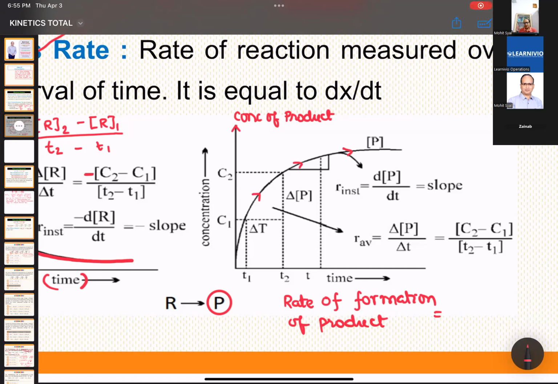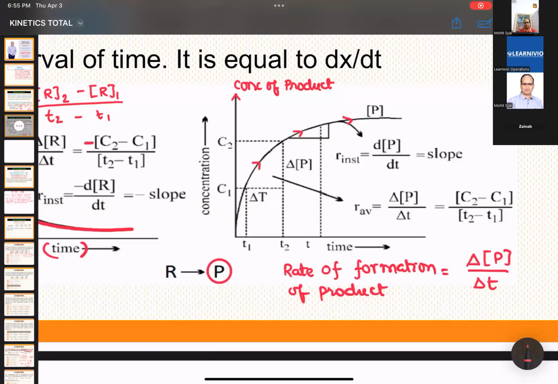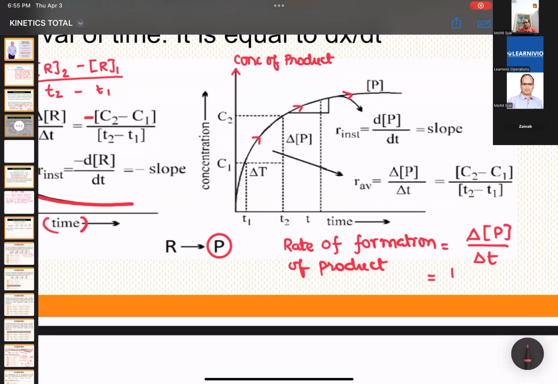So the average rate is the change in concentration of the product upon the time taken for that change, but you are not going to put the negative sign because the product is always increasing. You write it like this: concentration of the product final minus initial, F for final, I for initial, upon t final minus t initial. So this is how you calculate the average rate between time t1 and t2. They will give you the values, t1 and t2 could be 10 minutes, 15 minutes, or 15 or 20.